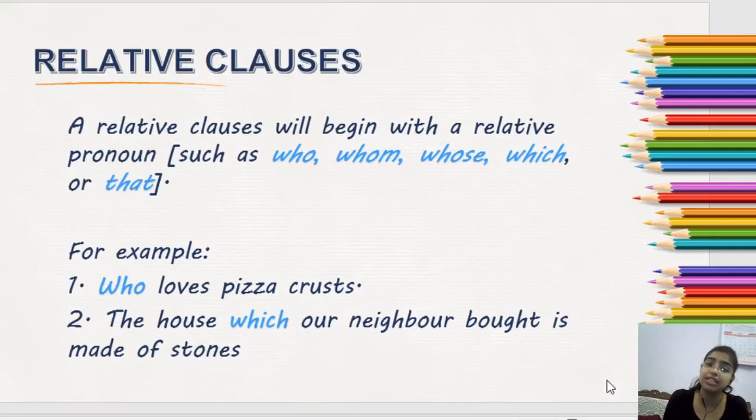Here we are starting the sentence with who. The second one is the house which our neighbor bought is made of stones. We are talking about a house which our neighbor bought. So how are we describing the house? The house which our neighbor bought. Here we are using which our neighbor bought as an adjective. So relative clauses are also called adjective clauses.